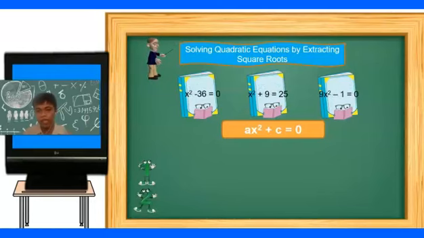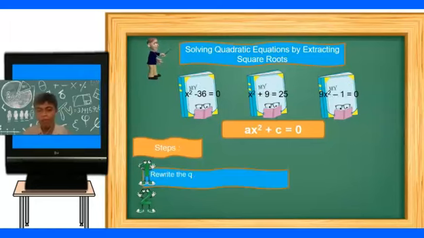So, ito yung procedure natin or steps natin. Number 1, rewrite the quadratic equation in the form of ax squared is equal to c. So, ibig sabihin, lahat ng constant term, ililipat natin sa right side. So, tulad nito, negative 36. Pag nilipat natin, magiging positive 36.